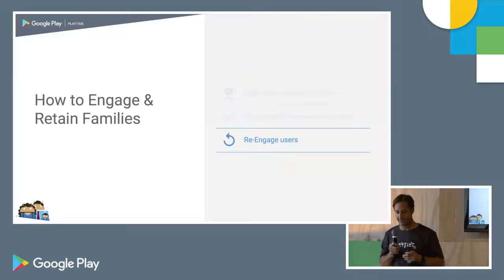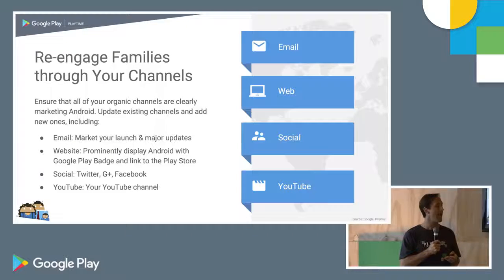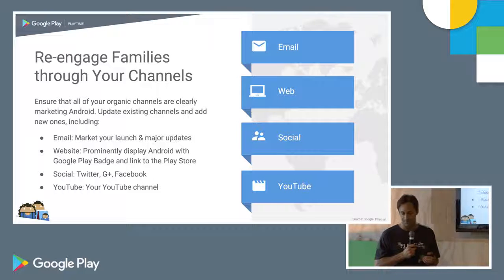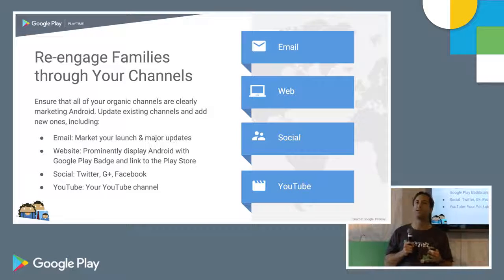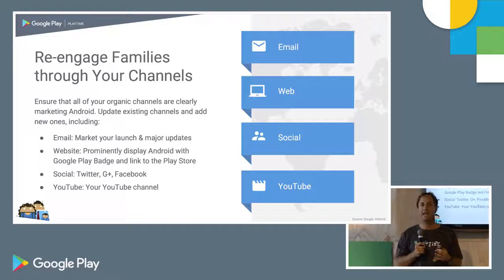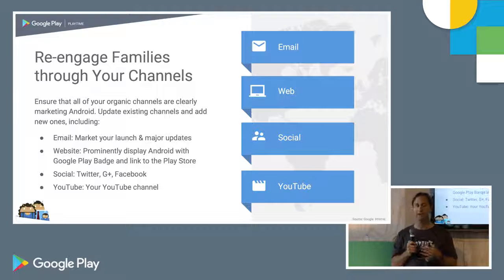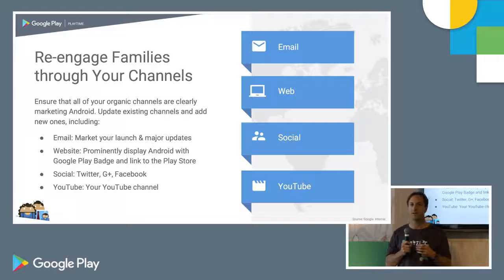And the third part I'd like to talk about is re-engaging users and leveraging your key channels. So be sure to ensure that all your organic channels are being clearly marketed using Android, and update your existing channels, including email, website, social, and YouTube.